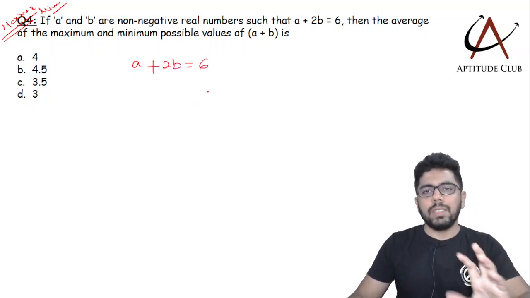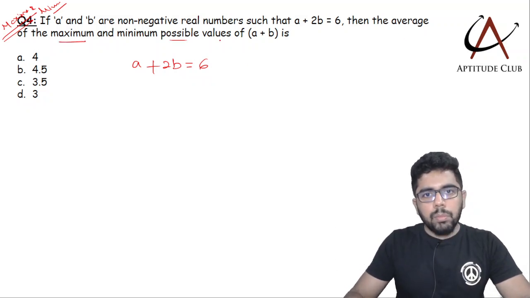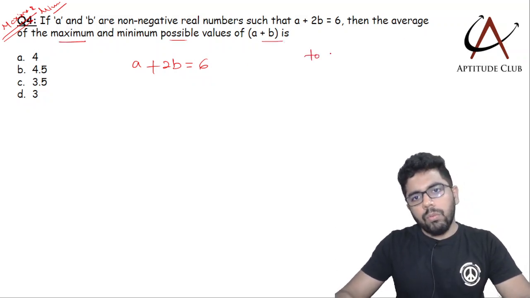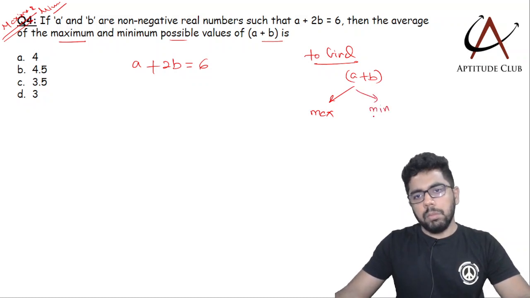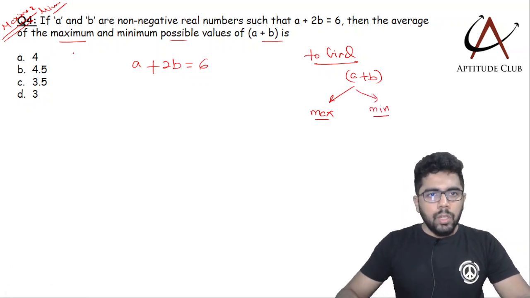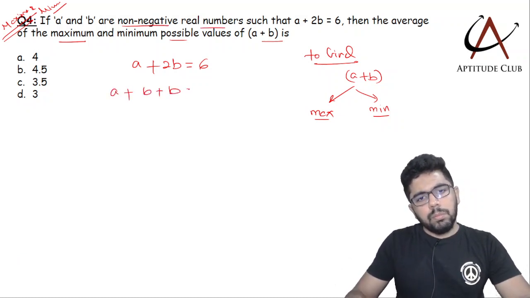a plus 2b is 6. Then the average of the maximum and minimum possible value of a plus b. So what do I need to find? I need to find the value of a plus b in its maximum and in its minimum. And a and b are non-negative real numbers. Think about this, a plus 2b is equal to 6.